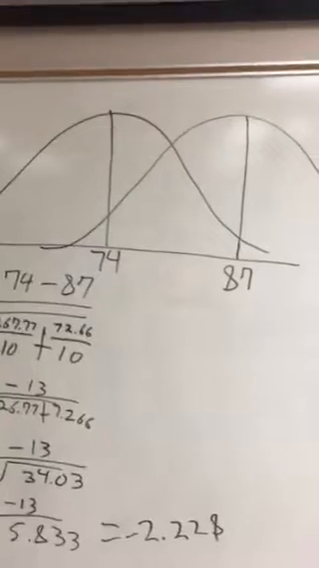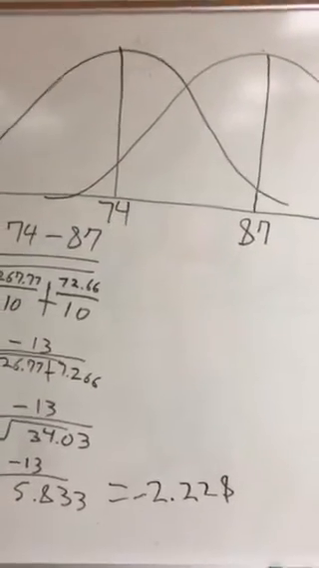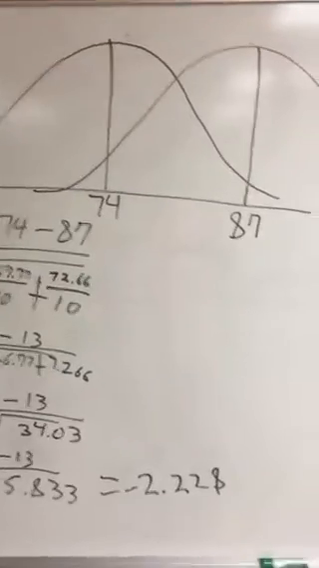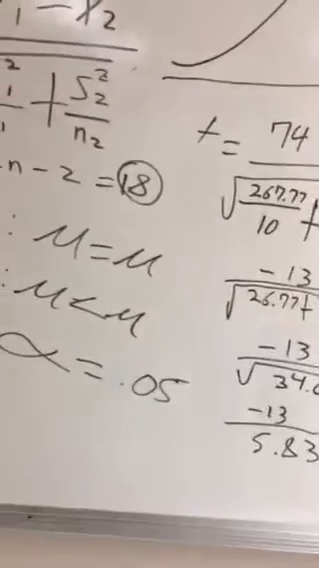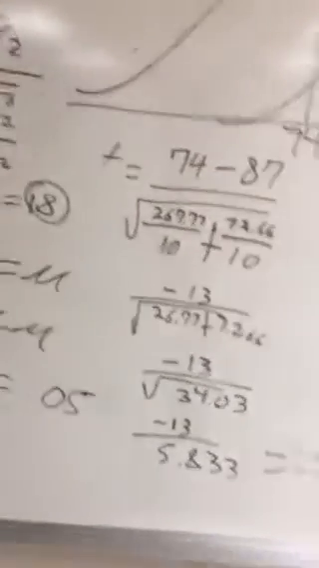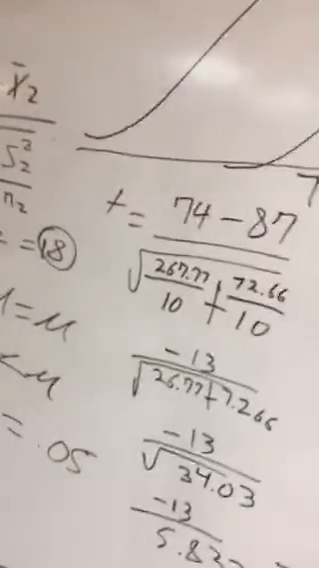So now my test statistic will determine whether or not they are significantly different from each other based on an alpha level of 0.05. So the first thing I've got to do is find my critical region. So I'm going to do that.